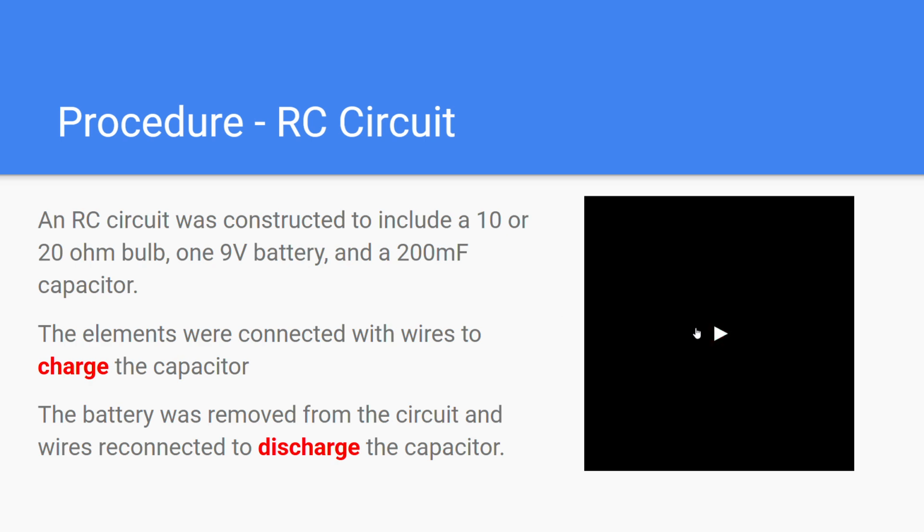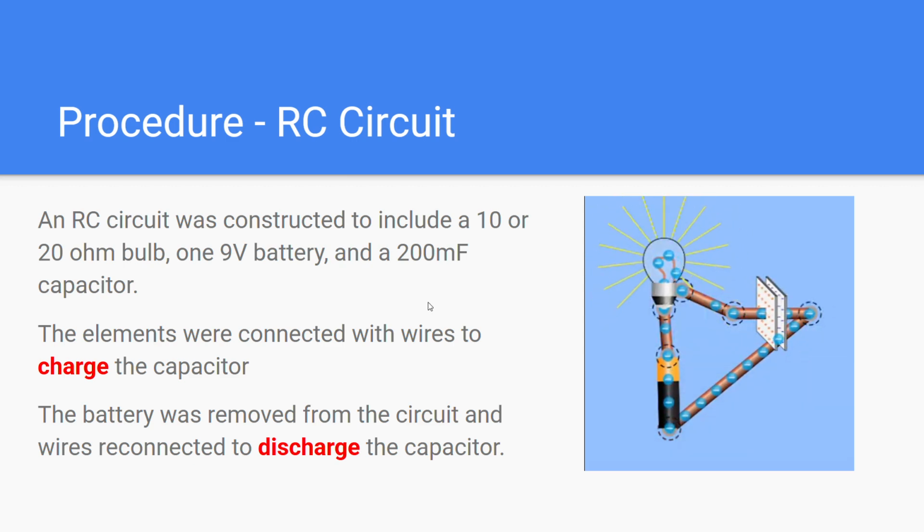So this is the procedure for the second circuit, the RC circuit, which was constructed to include a 10 or 20 ohm bulb, one 9-volt battery, and a 200 millifarad capacitor. The elements were connected with wires to charge the capacitor, and the battery was removed from the circuit, and the wires were reconnected to discharge the capacitor. And here's a video of what that looked like.